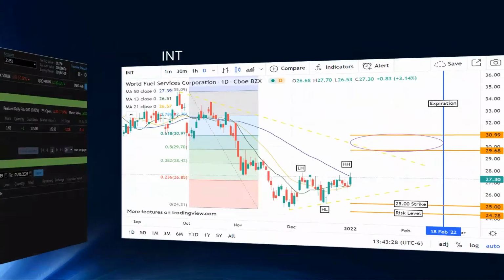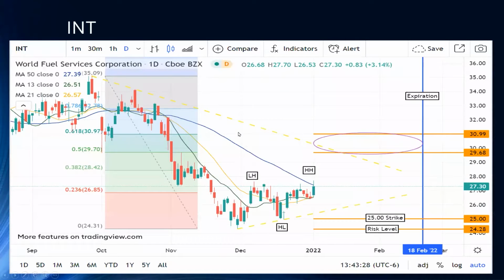All right, so now we're going to look at the INT World Services Fuel Company. Now this company, we have the same moving averages set up. Ironically, it's going to be a $25 strike price. We're going to get to that. And if you want to know where this company is at, it's trading at around 28.35. So right now, this is about $1 higher than when this example was created.